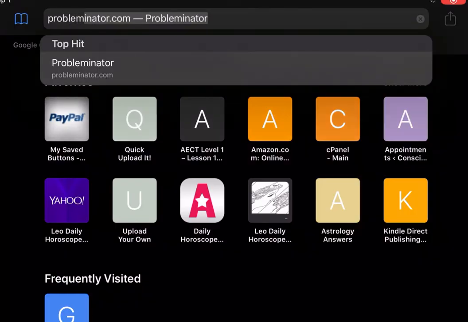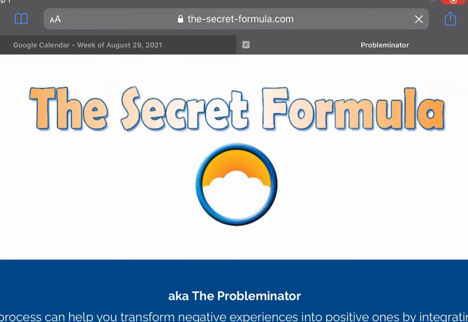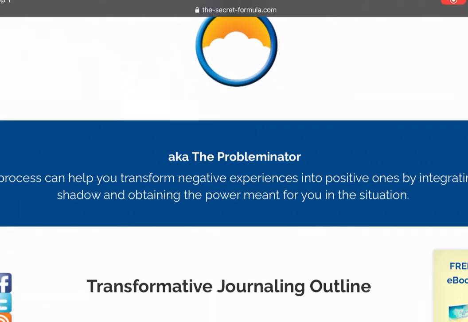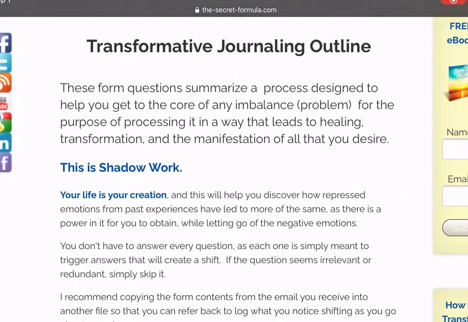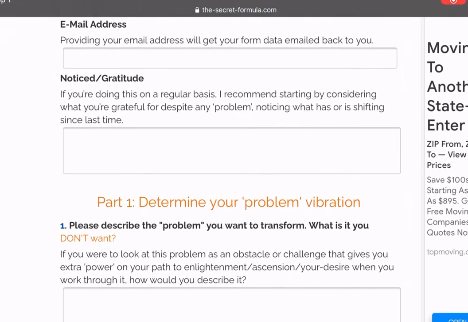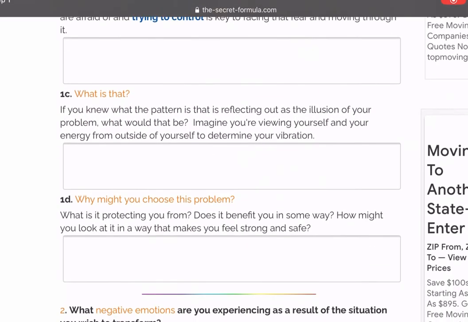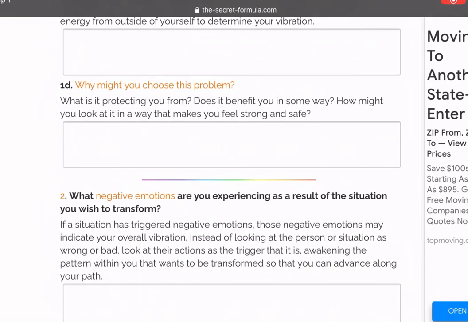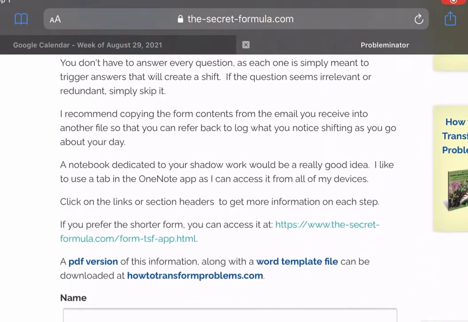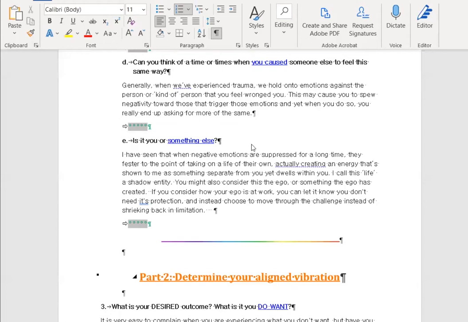Okay, so I kind of want to just give an example of how someone might bring up the form. There's a couple of ways. By going to probleminator.com, that links to my secret formula website, which has a page with the online form that you can do. I have also created a Word template file, so that when you double click on that template file, it just comes up as a new document with forms you can fill in. Figure out how to open up a template file. So I don't have to show that.